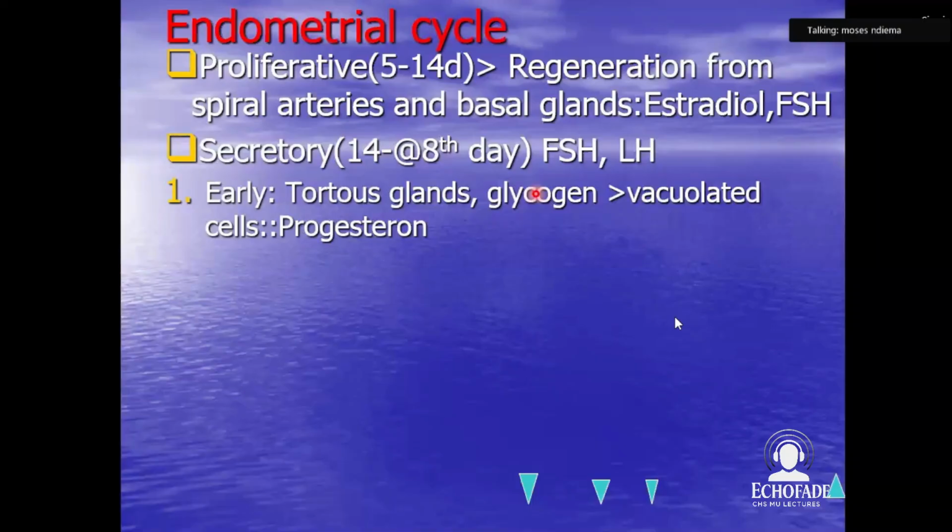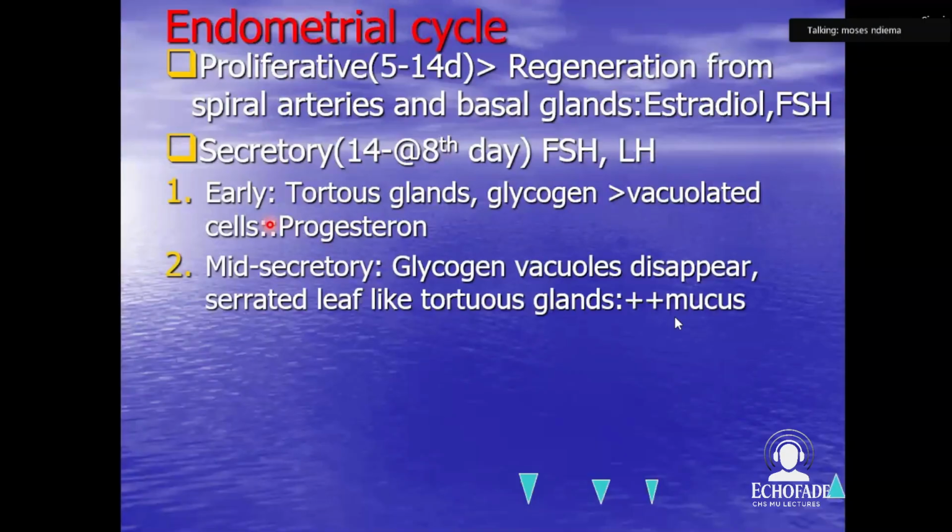And towards the end of the early stage of the secretory phase, the glycogen is removed, and therefore the basal parts of the glands appear vacuolated because the glycogen is shed off. Why do we have this glycogen? This is in preparation for production of glycogen, which is very important in the nourishment of, in preparation for implantation.